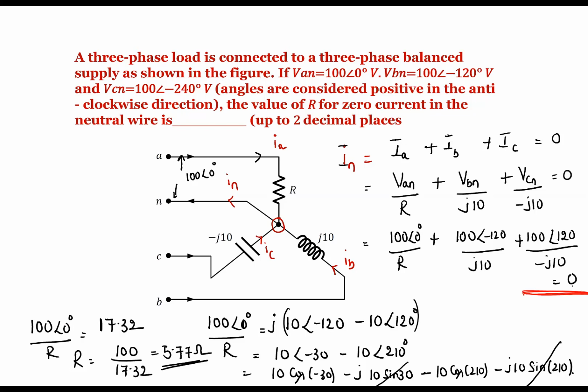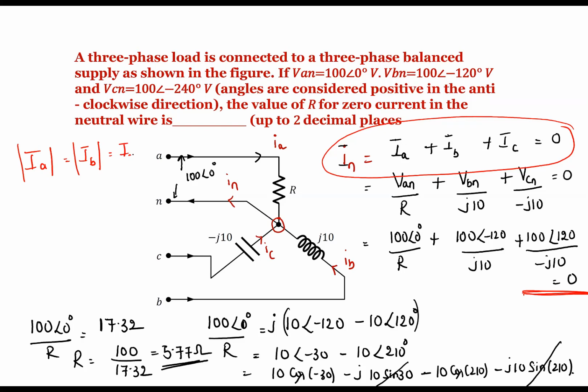But see, there are two conditions we must satisfy. This is one of the conditions of a balanced system, but only this condition will not tell that it is a balanced system. There is one more condition: mod IA equals mod IB equals mod IC. Is this condition satisfied here? No, this condition is not satisfied. So it is an unbalanced system.